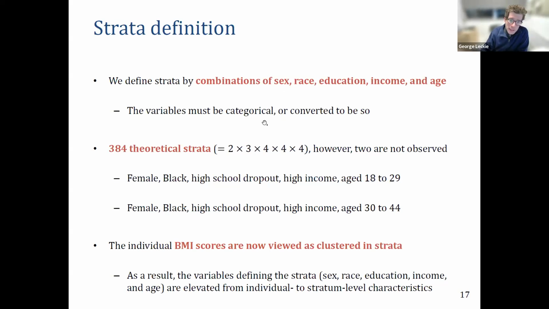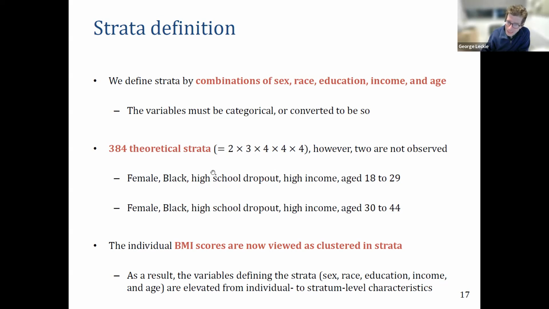So with these, because sex has two categories, race 3, education 4, income 4, and age 4, collectively that leads to 384 theoretical combinations or strata. However, in our data set, despite being 33,000 observations, 2 of those are not observed, and I've listed those here. So the first of these is female, black, high school dropout, high income, age 18 to 29. And the reason that we don't observe anyone there is because it's an unusual combination of characteristics.